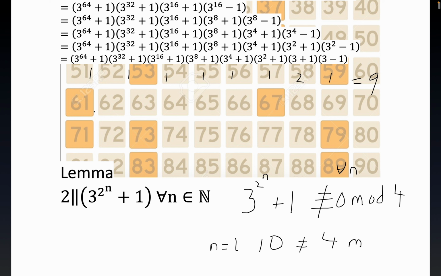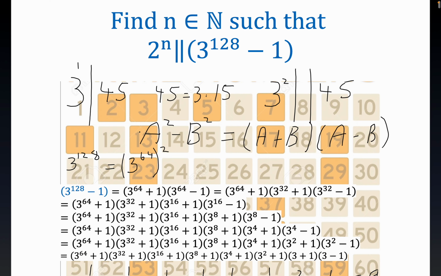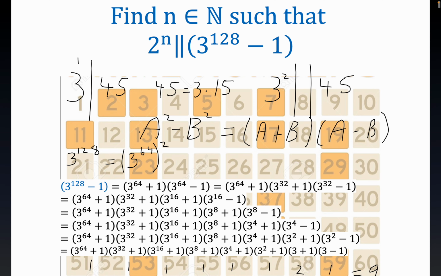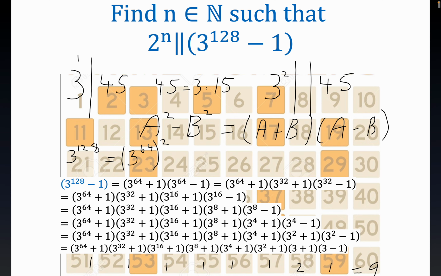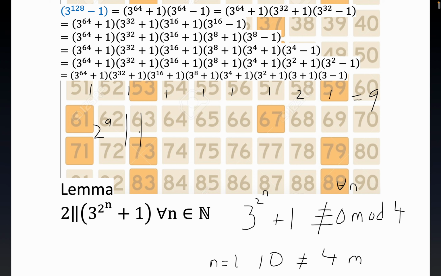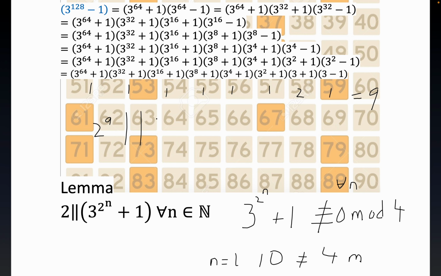So what have we just shown? We've shown that 2 to the 9th power divides, what was it we were interested in? 3 to the 128th, okay? 2 to the 9 divides 3 to the 128th minus 1 exactly, and that's the proof.